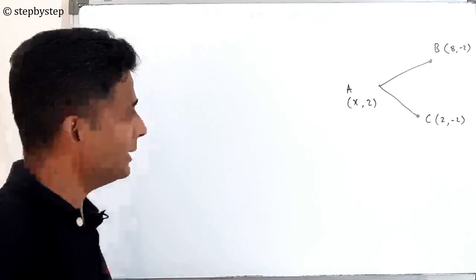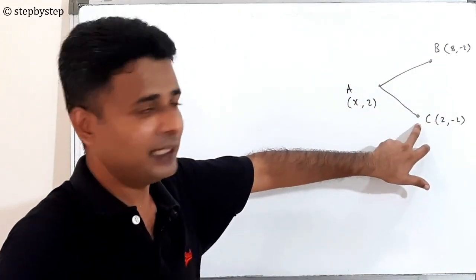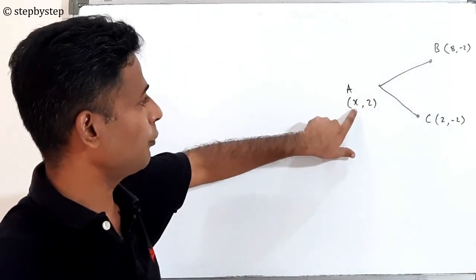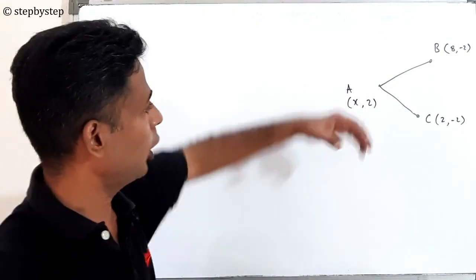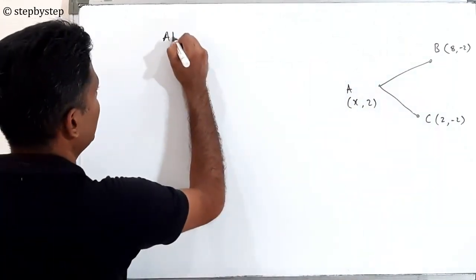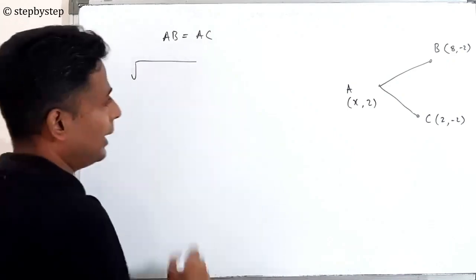The fourth question, guys, they have said A is equidistant from point B and C, which means AB is equal to AC, and they have asked us to find the value of x. So to find one unknown, we need one equation. We already have it, that is AB is equal to AC, since they are equidistant. So we get AB equal to AC, applying distance formula for AB.